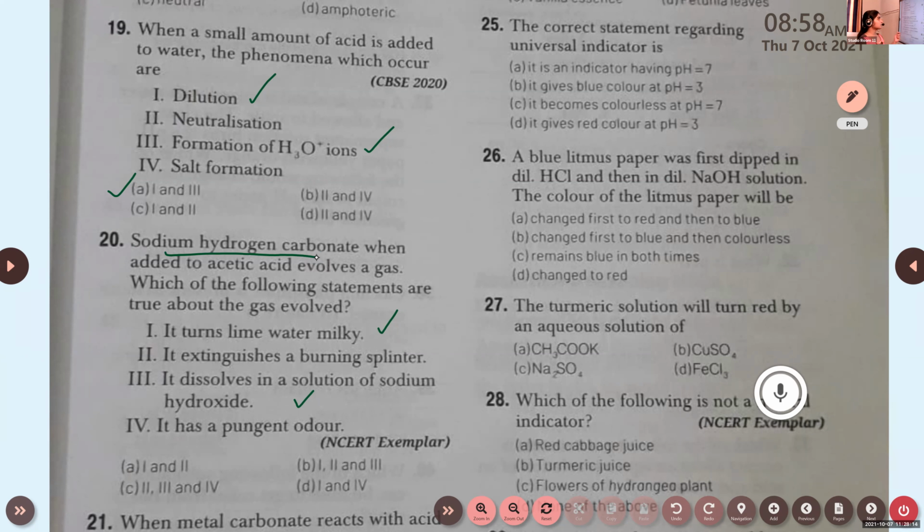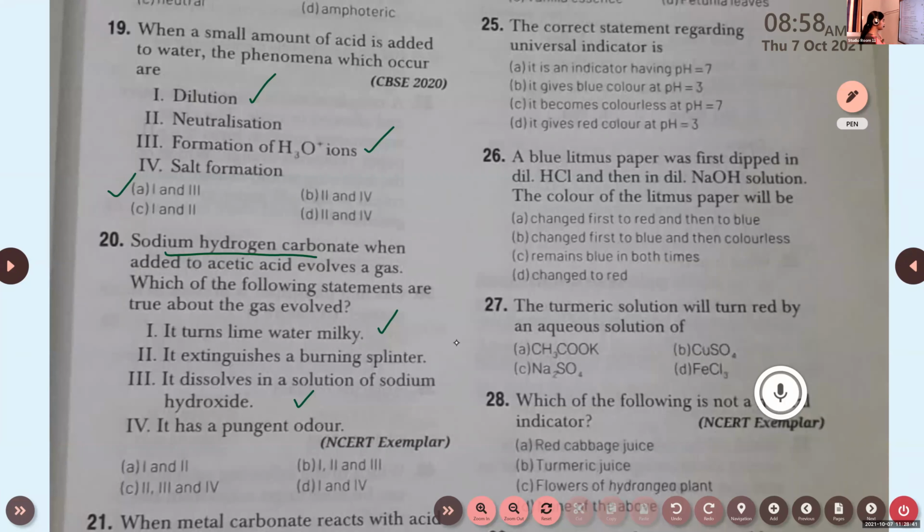Then what happens when we bring a burning candle towards this carbon dioxide gas? Yes, the candle extinguishes. Think like this: oxygen is needed for burning, right? And this carbon dioxide will extinguish the burning. Clear? Clear, children?